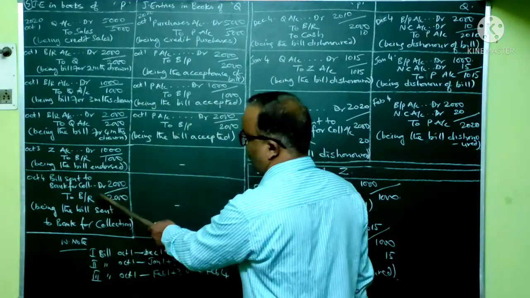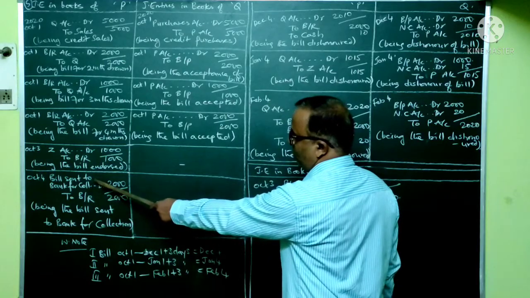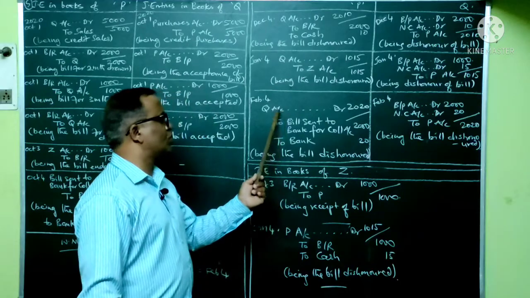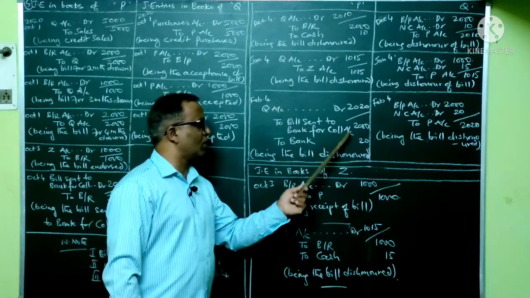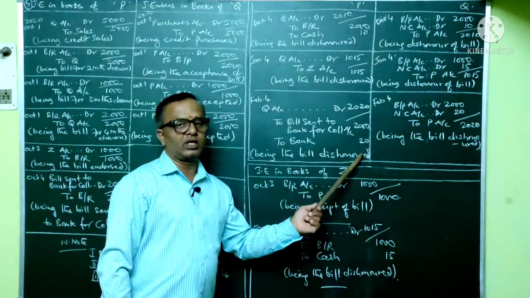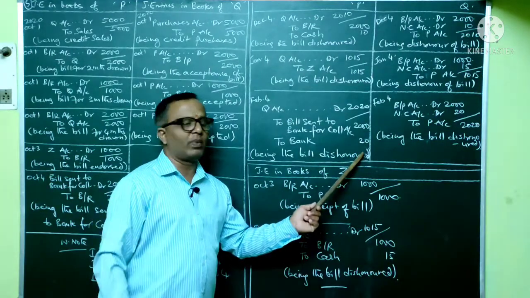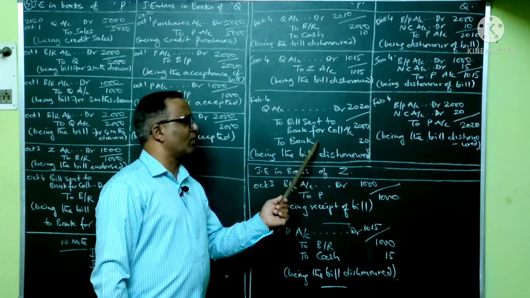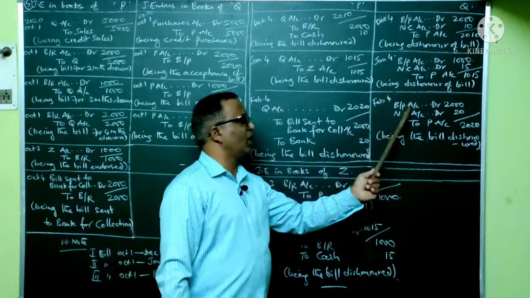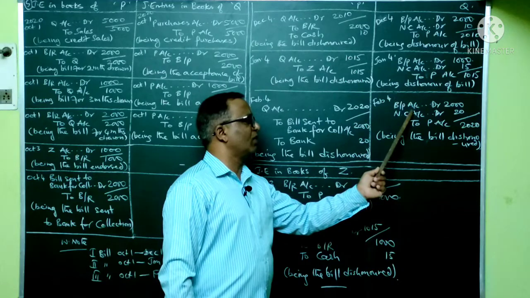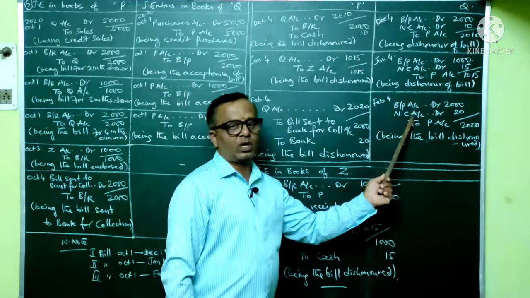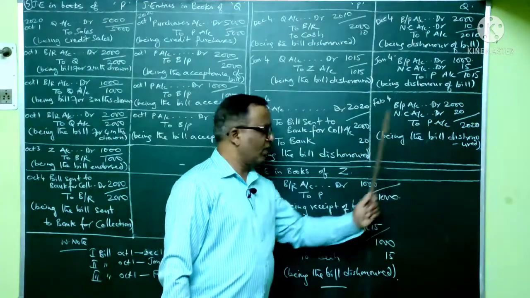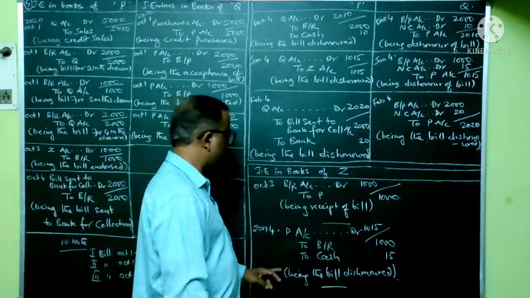When you sent the bill to bank for collection, you debited the bill sent to bank for collection account. Now here you are going to credit it. So Q account debit to bill sent to bank for collection account, then again to bank account, because the noting charges will go out from your account in the bank. Whereas in the books of Q, the entry will be the same old entry: bills payable account debit with the bill amount, plus noting charges account debit 20 rupees, to drawer account 2020.